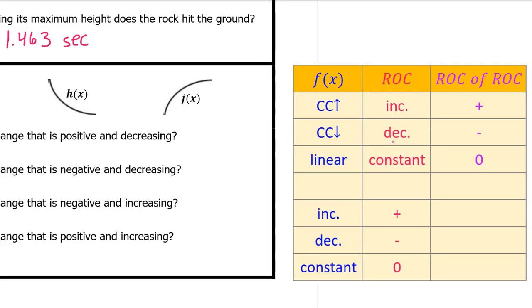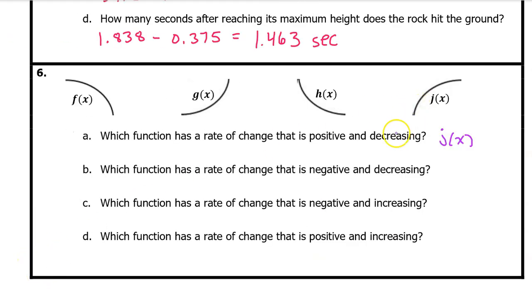Let's use this chart one more time. If the rate of change is positive, that means the function needs to be increasing. If the rate of change is decreasing, that means the function is concave down. So we are looking for a graph that is concave down and increasing. So the answer to part A is j of x, because this is concave down and it is increasing. It is rising from left to right.